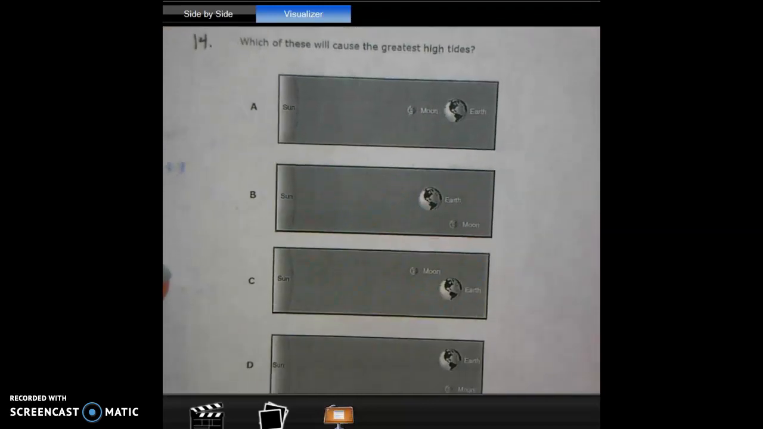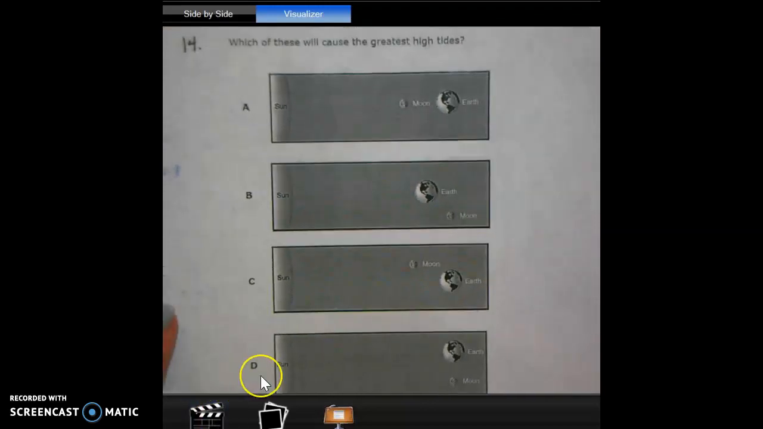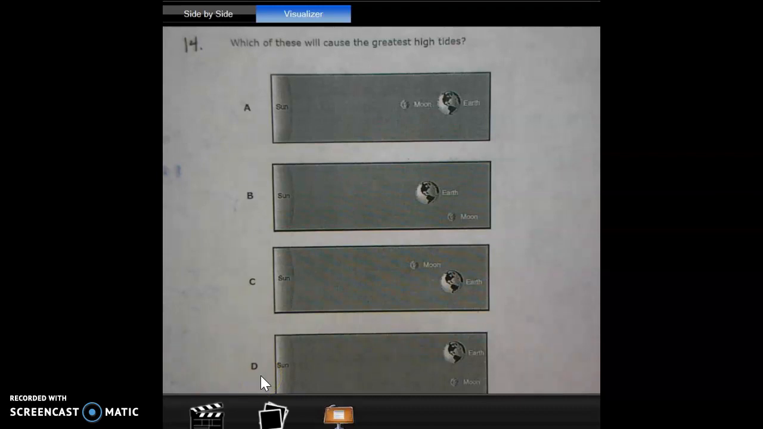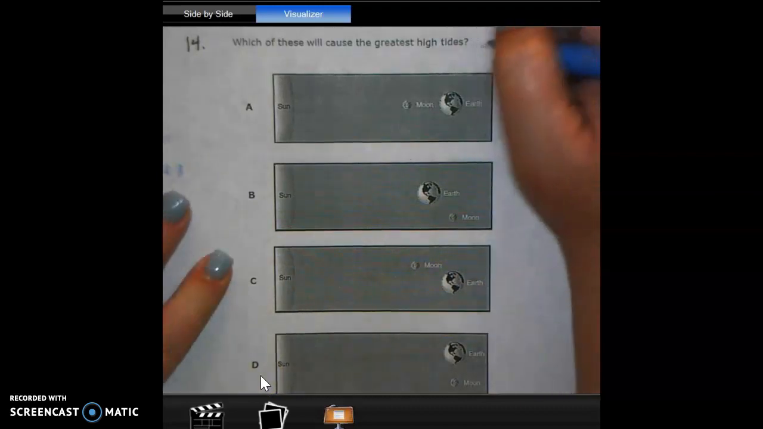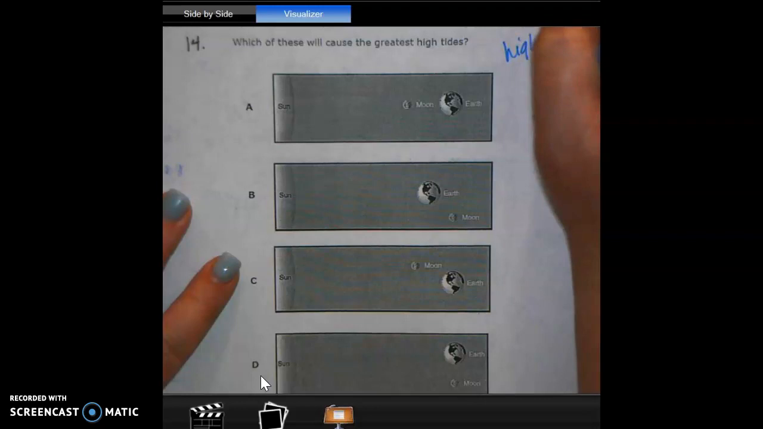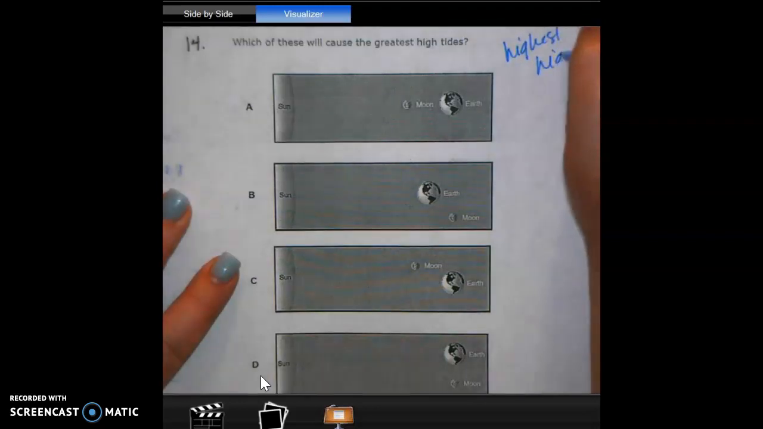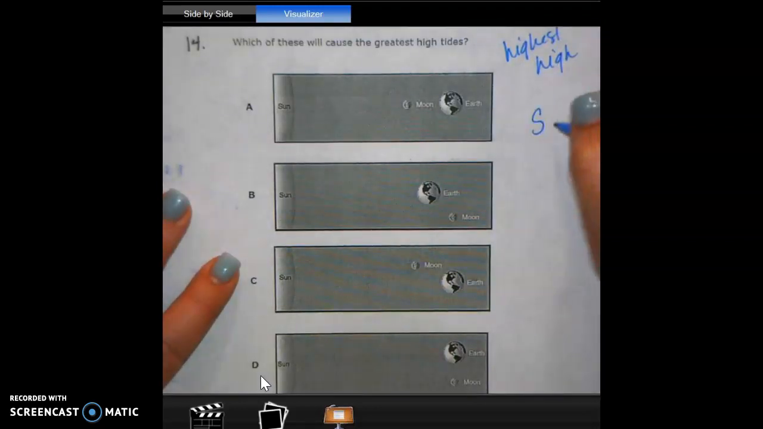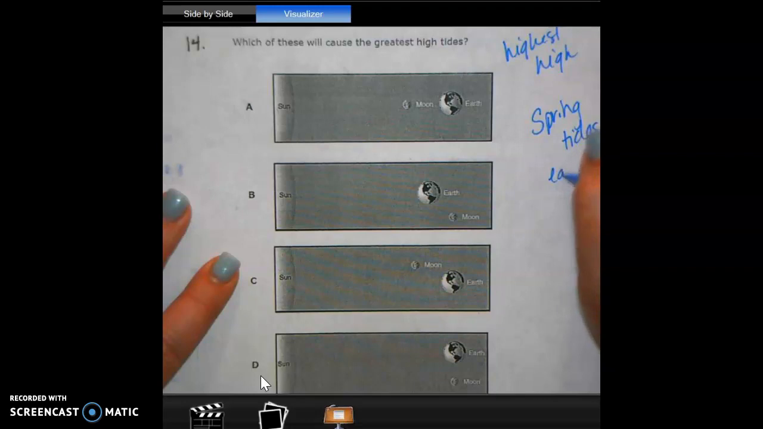Almost done. Number 14. I may need to zoom a little bit. Okay, I think you can see it. Which of these causes the greatest high tides? So we're looking for the highest high tides. Well, that only occurs twice a month during the spring tides. And we know the spring tides occur when the Earth, Sun, and Moon are in a line, either during the full or during the new moon phase.